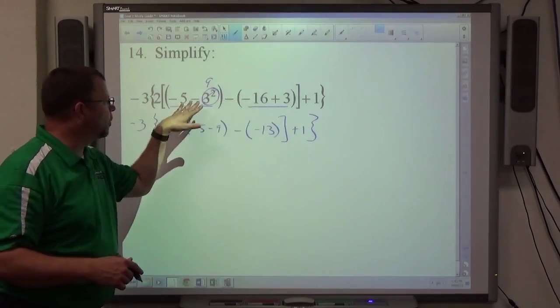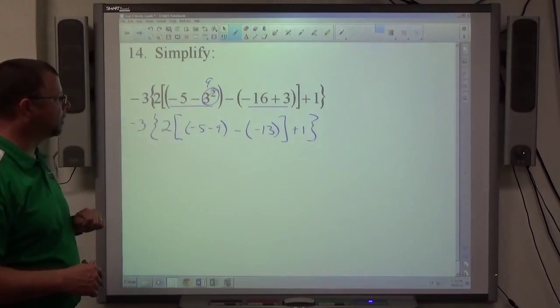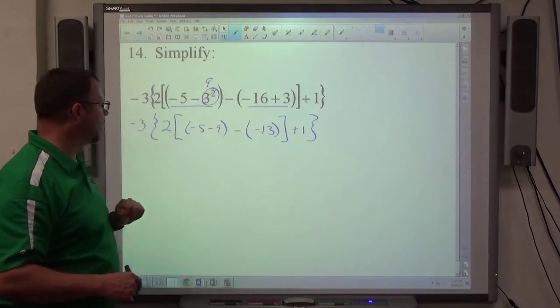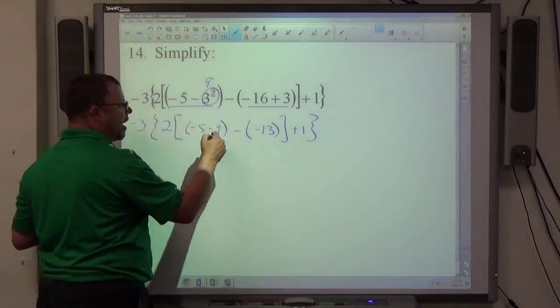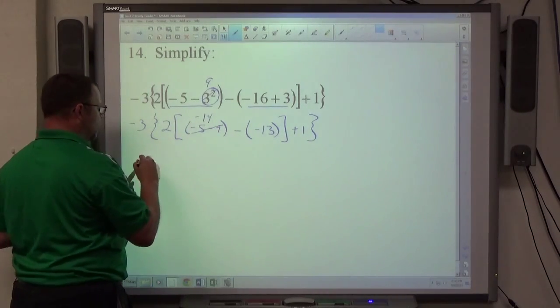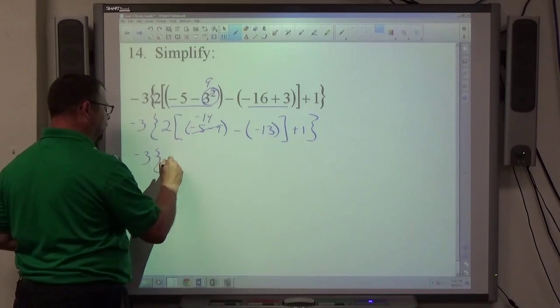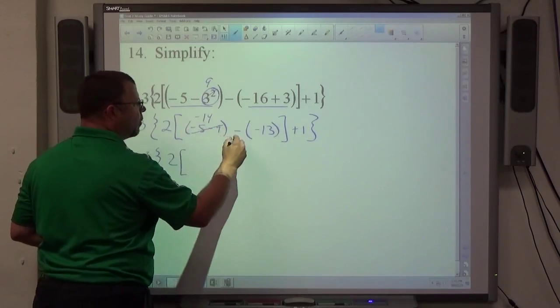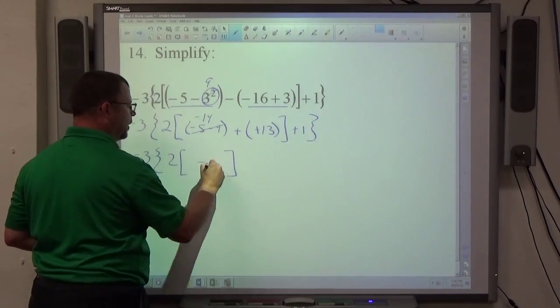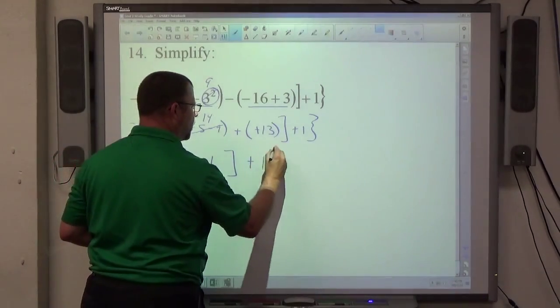This parentheses has nothing to do with that one, so I can work that out. Opposite signs, they're just regular numbers. Opposite signs, a negative number is bigger, so it's negative. Okay? Minus 5 and minus 9 have the same sign, so I add, and 9 is bigger, so it's negative. So I got minus 3, brace, 2, bracket. I got negative 14 plus 13 in the brackets. Negative 14 plus 13 is negative 1. Then I got a plus 1 inside the brace.